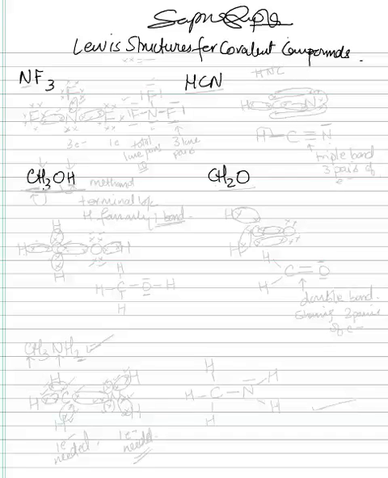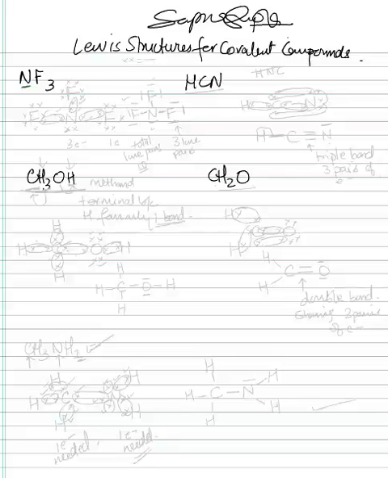Okay, so let's write the Lewis structures for some of these compounds on this page. So NF3, nitrogen trifluoride. How do you know what is the central atom? Usually the first element is the central atom. The other way to figure out the central atom is by looking at the periodic table. Whatever is on the left hand side on the periodic table, that is your central atom. So between N and F, N is on the left hand side of F.